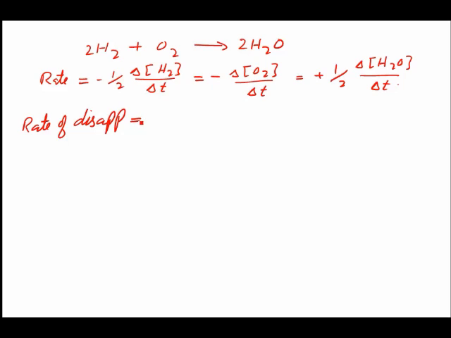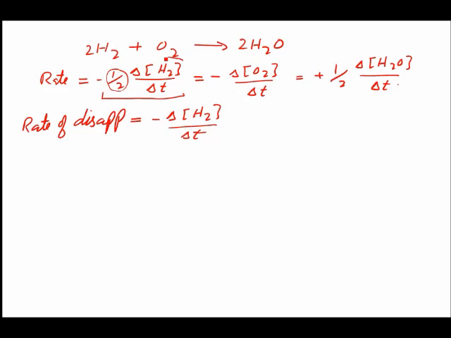Rate of disappearance of hydrogen means change in concentration of hydrogen by time taken for the change. Without this term, without the 1 by 2, it becomes the rate of disappearance. So once we multiply it by the 1 by 2, it becomes the rate of reaction. So this is how the rate of disappearance is different from the rate of reaction.